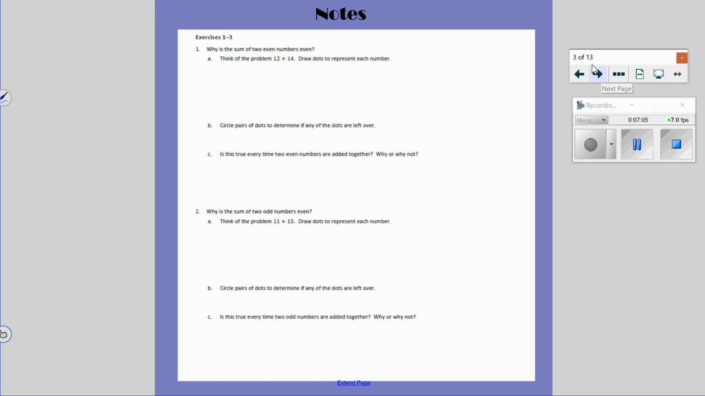75. So now we're going to work through a little bit of a process to help you understand why this happens. So why is the sum of two even numbers even? Let's think of the problem 12 plus 14. We're going to do some models to help you see what's happening. We're going to model 12 and 14 with dots lined up with each other. So for 12, I'm going to end up with 6 sets of dots, plus, for 14, I'm going to have 7 sets of dots.